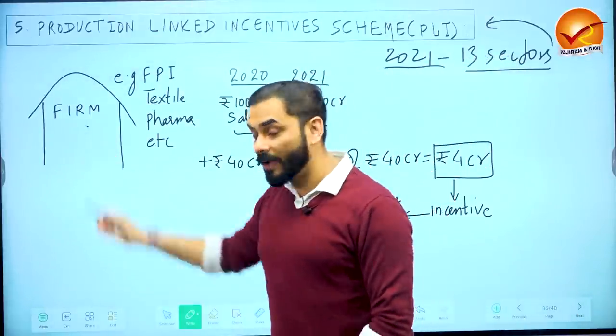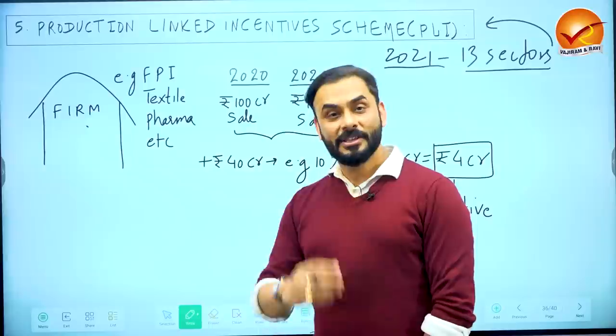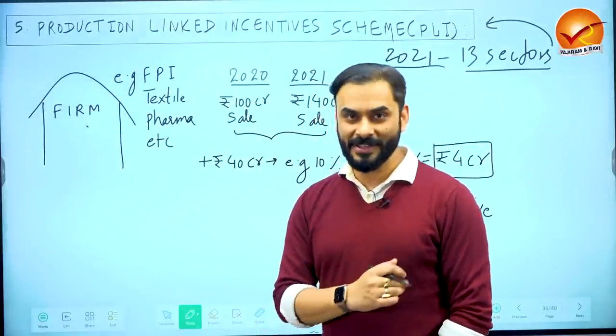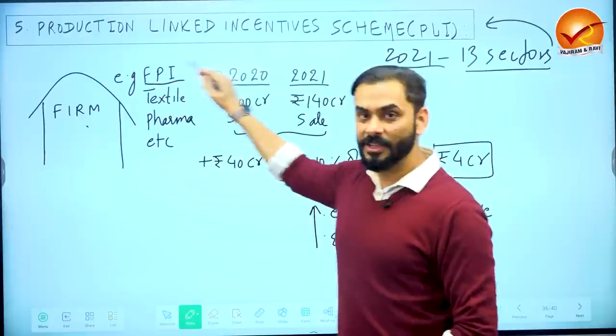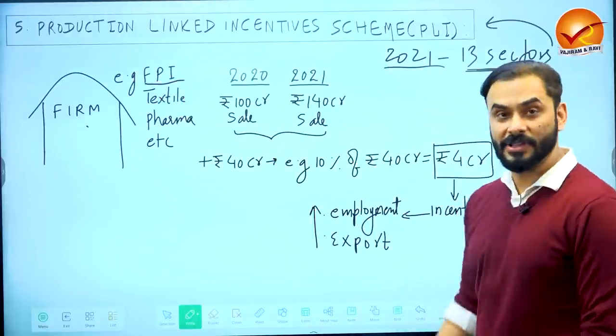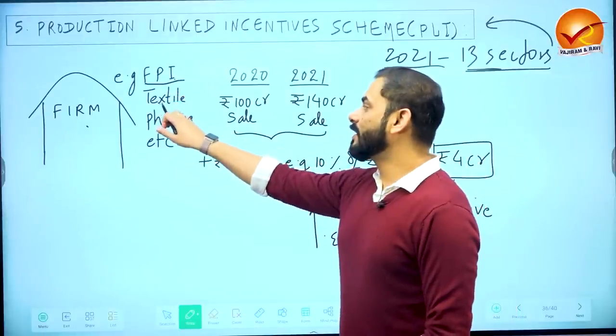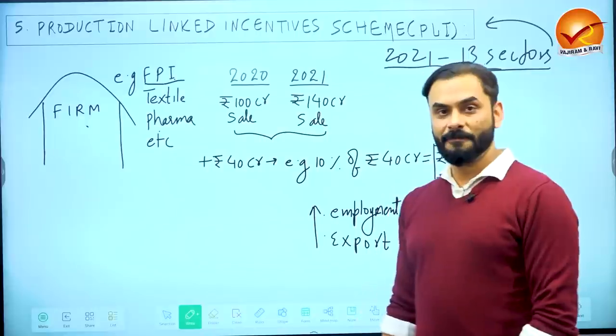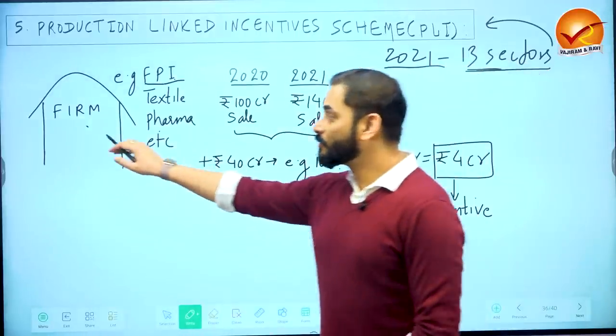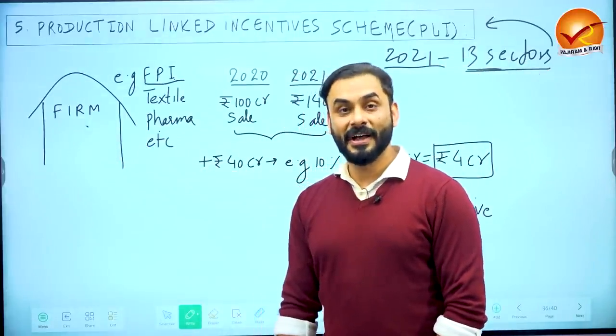So suppose this is a factory. What is this factory doing? This factory is manufacturing ice creams. And the food processing industry is one of the sectors in these 13 sectors. So what do these 13 sectors look like? Food processing, textile, pharmaceutical, etc. So suppose this is a factory which manufactures ice cream.